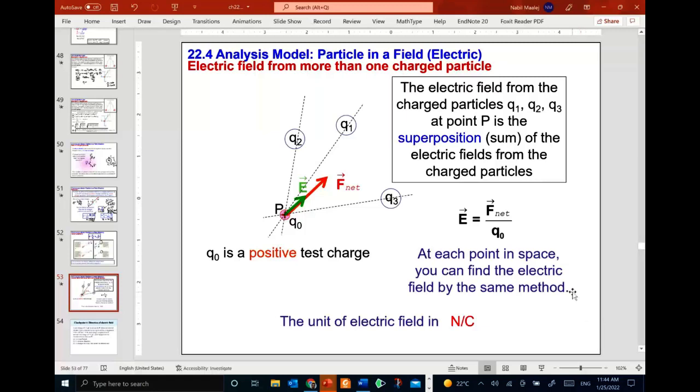The superposition principle says, what if we have a number of charges? Here, for example, we have a charge Q1, a charge Q2, and a charge Q3. Remember the superposition principle of forces. If you have a number of charges, you determine the force due to each of these charges on a test charge, and you sum all of these forces. Same thing for the electric field. These are vectors. You determine the electric field due to each charge at that point, and then you just sum the electric fields.